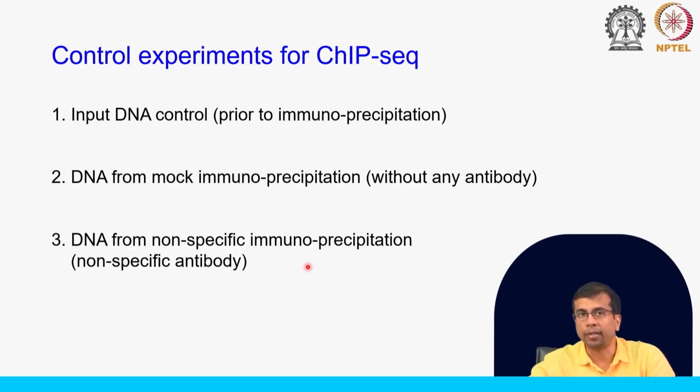So, this analysis is dependent on peak calling, which is dependent on enrichment of reads from specific genomic regions. Now, how do you calculate this enrichment? This enrichment is calculated compared to the input DNA control, right. So, this enrichment can come even from a random sampling effect.